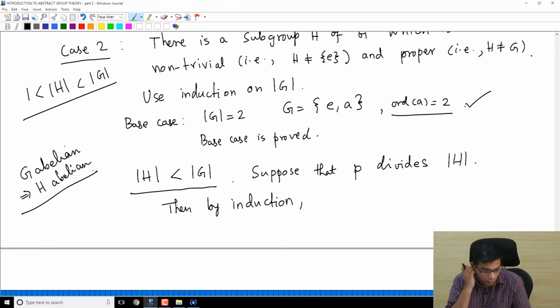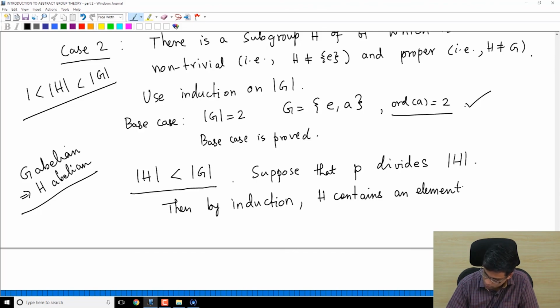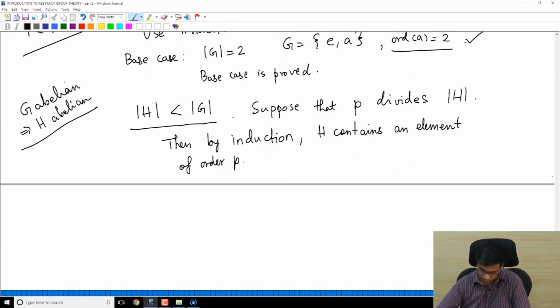Any two elements of G commute with each other, so certainly any two elements of H also commute with each other. So H is abelian, its order is less than the order of G, and P divides the order of H. So by induction, H contains an element of order P. This is the induction statement.